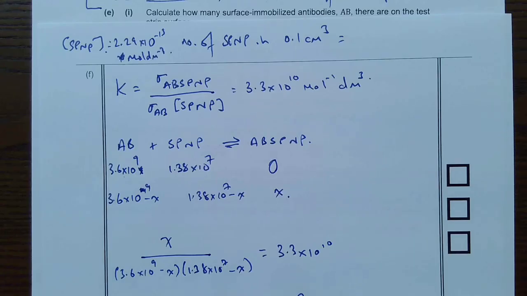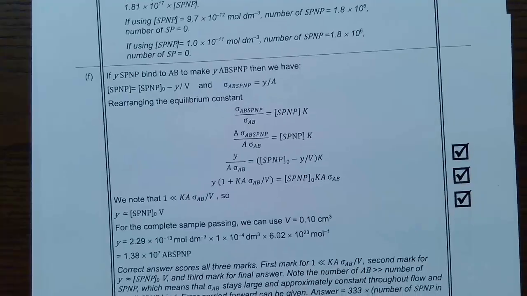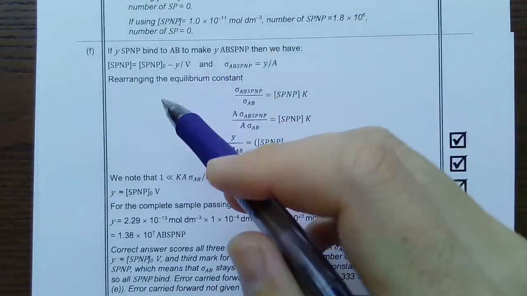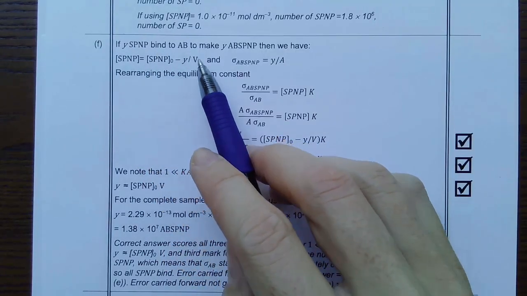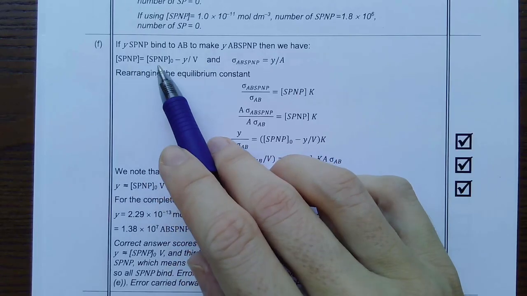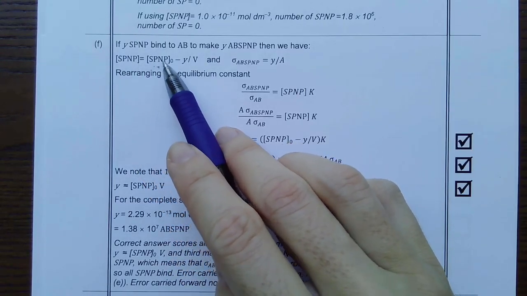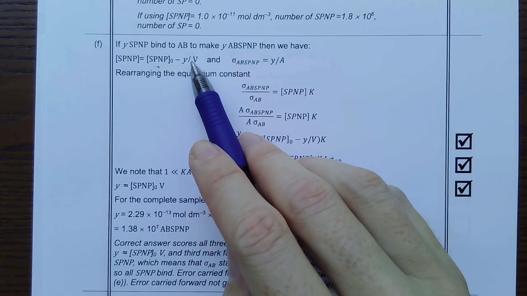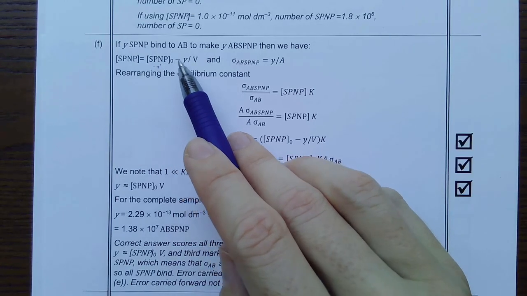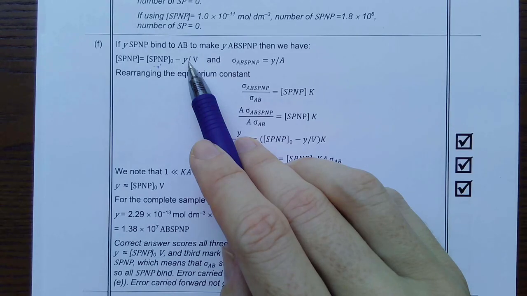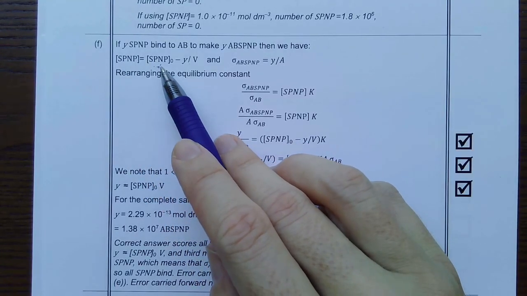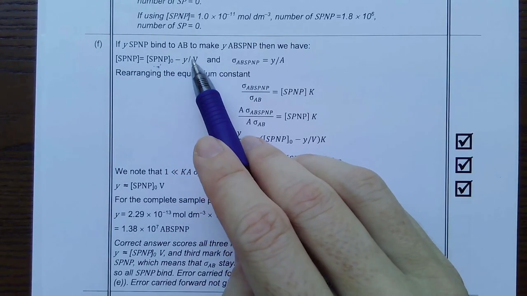Now, the final thing for me to say about this, I've got 2 more things to say about it, is we have the method they give you in the mark scheme, which, fine, if you follow it yourself, that's great. I'll just talk about it for a second. So if Y SPNP bind to AB to make Y AB SPNP, then the concentration of SPNP after this binding has happened is the original concentration minus the concentration that have now been bound. Which is why it's Y over V, because this is a concentration. So the concentration of SPNP remaining is the initial concentration of SPNP minus the concentration of SPNP that have been bound.